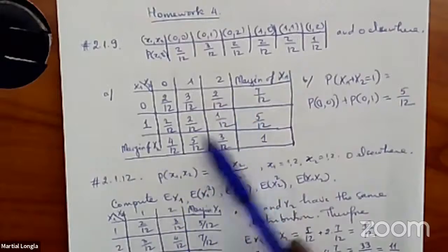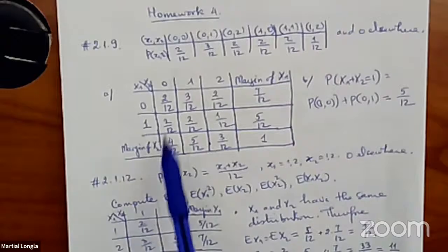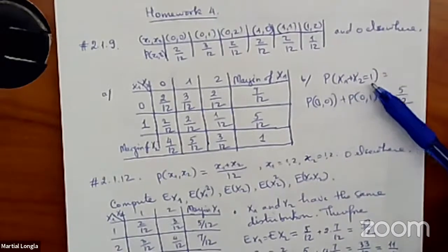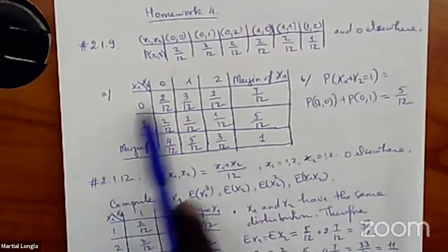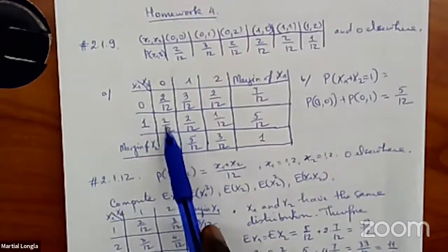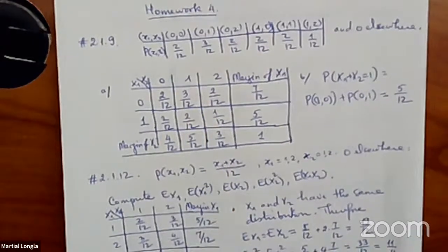So when you put them in a table, you add them, you have the marginal probabilities for x1, and you add the columns, and you have the marginal distribution for x2. Now you can see what's the probability that x1 plus x2 equals 1. You just look at that table where the sum is 1. You add the things that you find. That's here and there. So 3 12ths plus 2 12ths plus 2 12ths, please. That is 5 12ths.